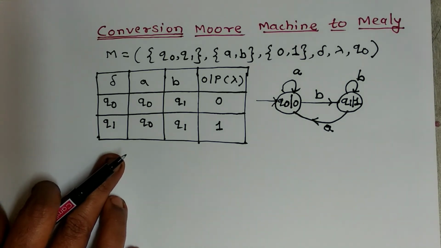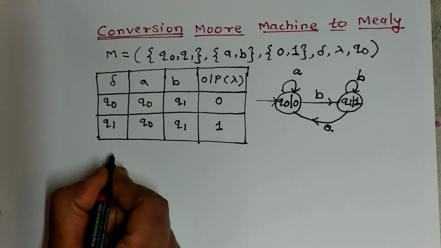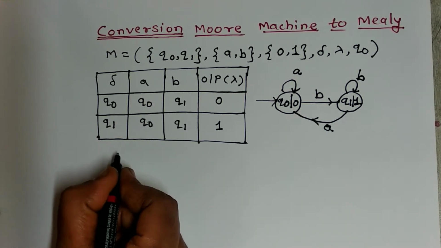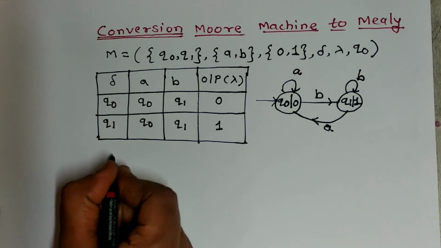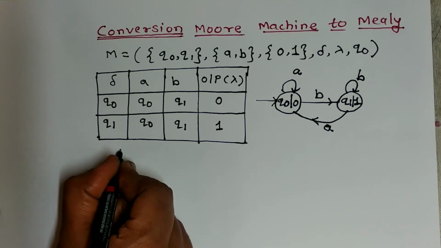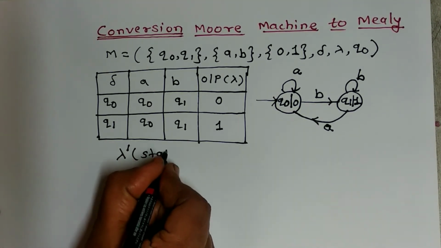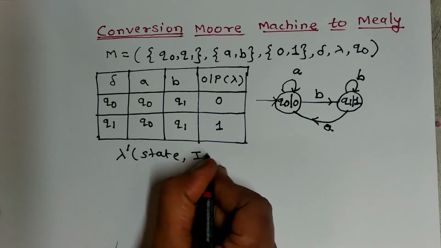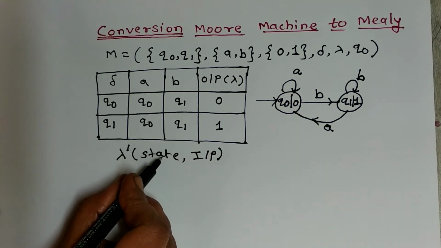Now, the next step for the conversion is to write down the lambda function. There is a formula, and with the help of that formula, we can easily convert the Moore machine to the Mealy machine. What is that formula? Let's see. Lambda dash over the state and over the given input. This is the input, this is the state number.